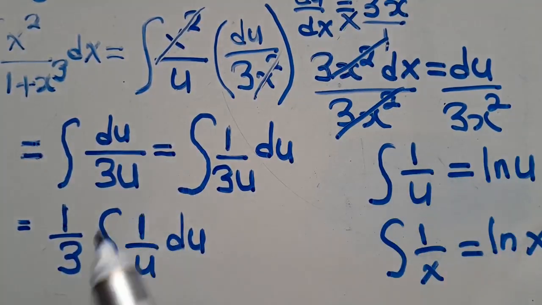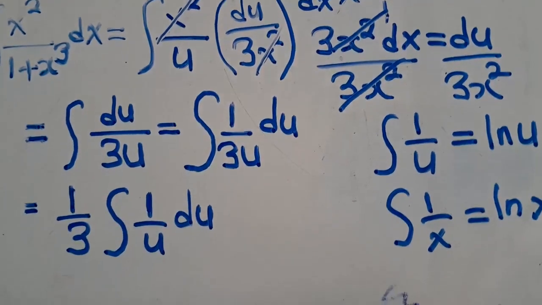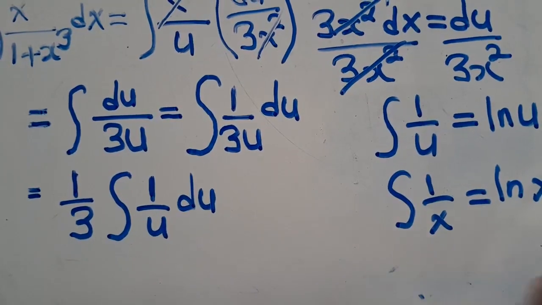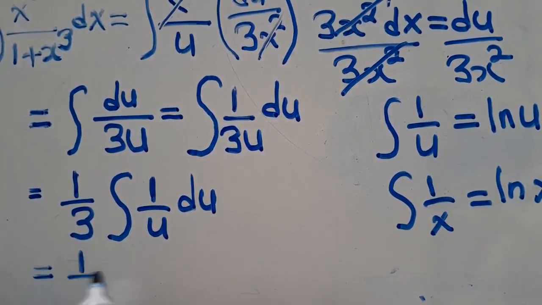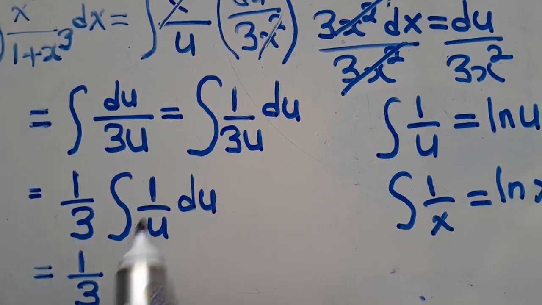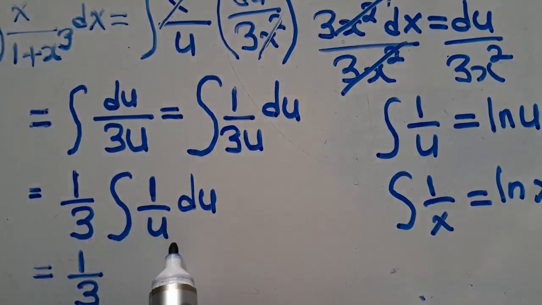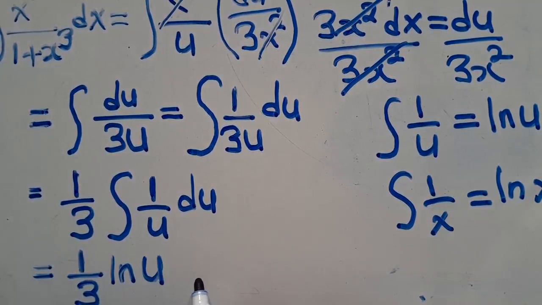So this part here, you are able to differentiate the part which is here. So finally, you've got your answer which will look like this. So your answer will be in this format. So your answer will be equal to 1 over 3. Then you know that integral of 1 over u, it is ln u. So you put your ln u like this. Then you say plus what? We always include a c.